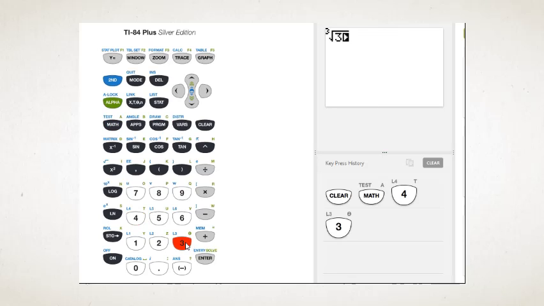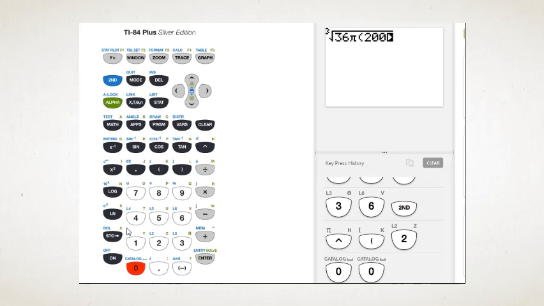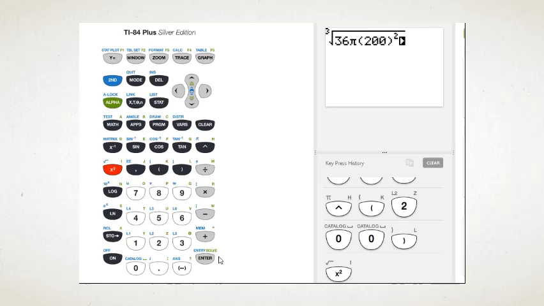And we're going to have 36. And pi is right here above the caret, so I'm going to hit second. That's going to put in pi. And I like to put in my parentheses here when I'm going to square this 200. It's 2, 0, 0. I'm going to close my parentheses and square it. And I'm going to hit enter.